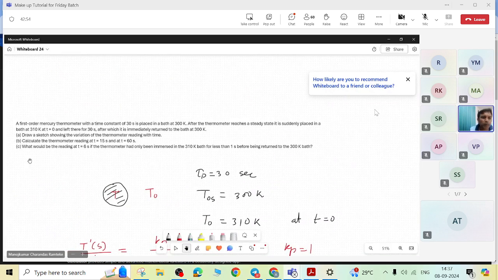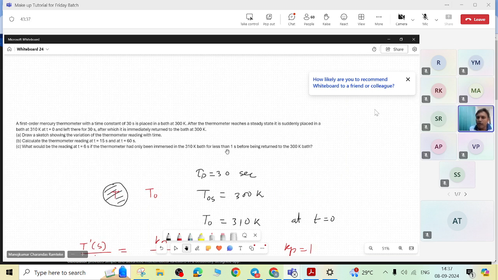So part C, what would be the reading at t equals to 6 seconds if the thermometer had only been immersed in the 310 Kelvin bath for less than 1 second before being returned to the 300 Kelvin bath. So what are we talking about here? We are actually talking about the impulse input in this case. At time t equals to 0, the thermometer had been immersed in the 310 Kelvin bath for less than 1 second. Remember, from 300 to 310, we have put it only for a moment.